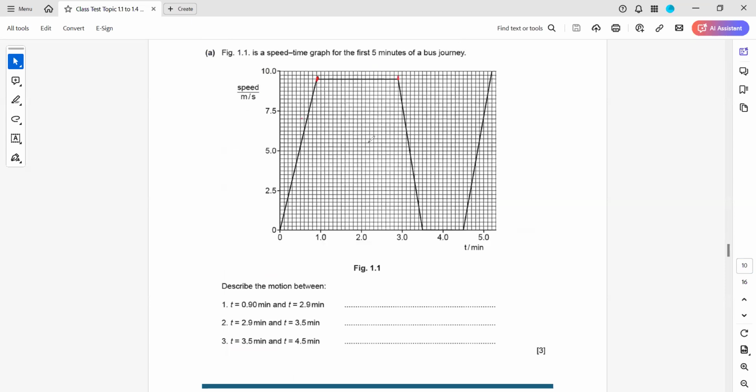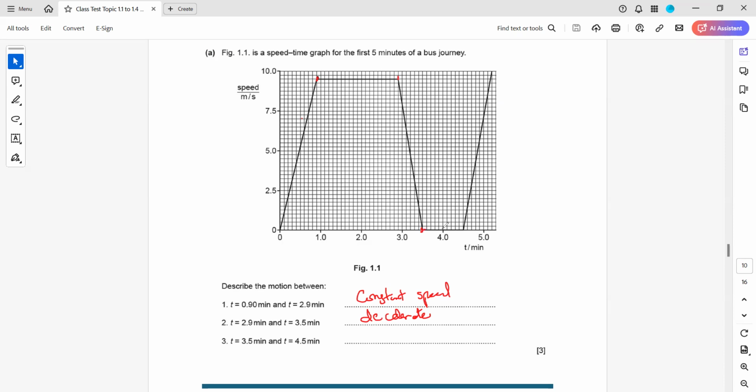So it's a straight line. When it's a straight line for a speed time graph, what we say is it has a constant speed. From 2.9 to 3.5, in this region, because the speed is decreasing, we can say deceleration, or we can also say constant deceleration.